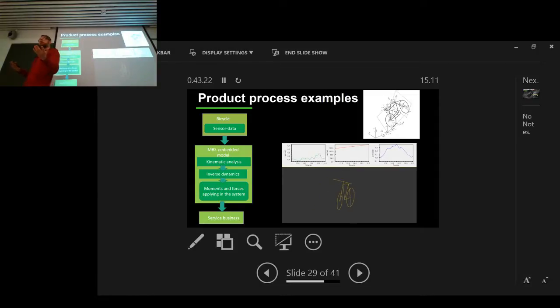Why is it becoming valuable? Because as soon as you know the forces, you can make decisions about maintenance and how hard the machine is being used. These are the questions you can answer. It's based on this concept, a multi-body embedded model. We carry out the kinematic analysis and inverse dynamics, and then we get the estimation of forces. Okay, that's the bicycle example.